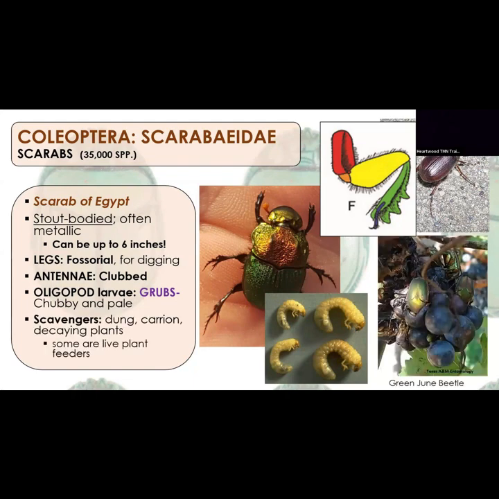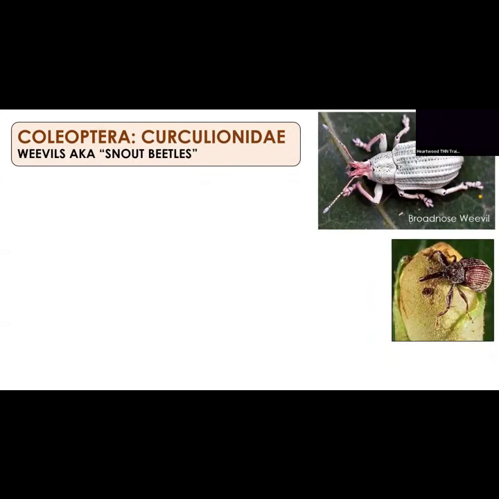So they're scavengers. They have the C-shaped grub-like larva. Most feed on decay, but there are quite a few, like the green June beetle and the Japanese beetle, that will feed on living plants as well. So, you know, you've got your good and your bad and your other.